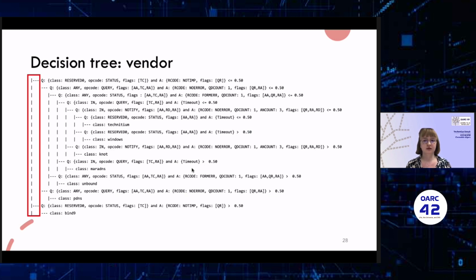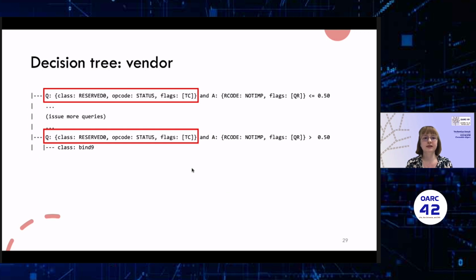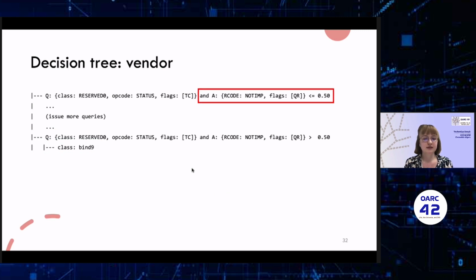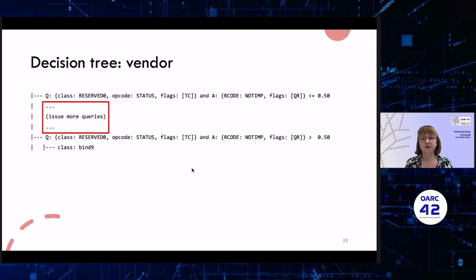Let's for now focus on the root node, ignoring all the child nodes. We start with this type of query, which is of class reserved and the opcode status. As I said, the domain name and the query type will always be the same, so I do not include them in the schema. Then, if the response to this query is not implemented and the only flag set is QR, it would be classified as BIND. If the response is anything different, then we go down the tree and check responses to other test cases.